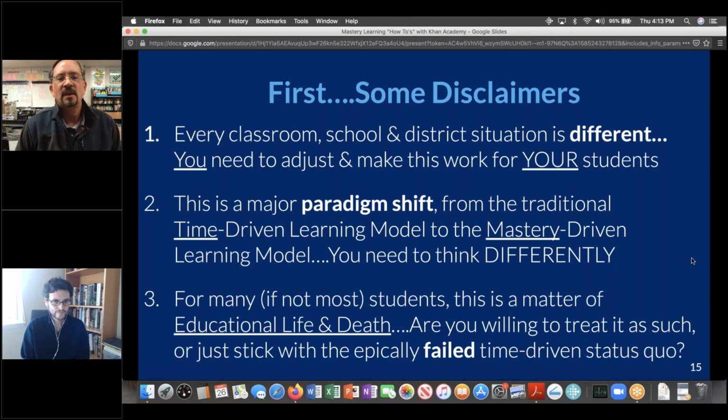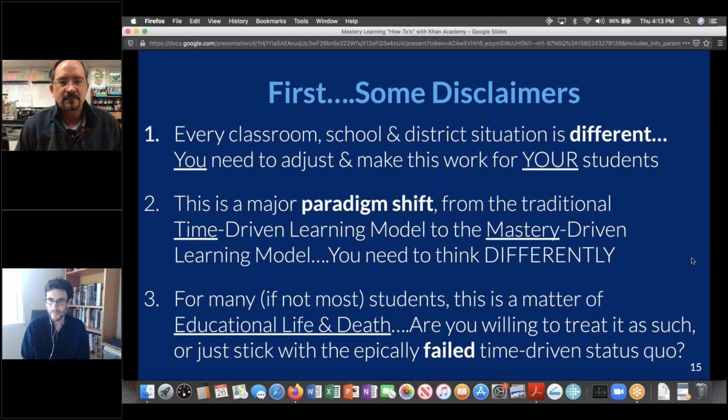Number 2 disclaimer. This is a major paradigm shift from the traditional time-driven learning model to the mastery-driven learning model. You need to think differently from, okay, I'm going to teach it, and then we're going to do some practice homework, and then I'm going to give a quiz, and whatever grade they got, that's it, we're moving on. This is a different mindset where kids can still go back in and continue to master skills while keeping up with the class on the new stuff. And grades are never solid until report cards come out. That's when grades are locked in.